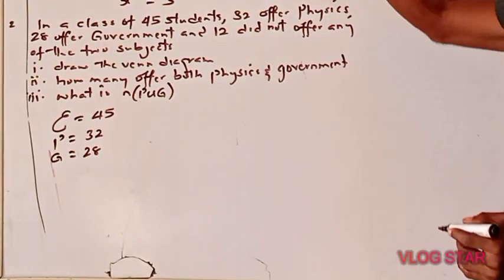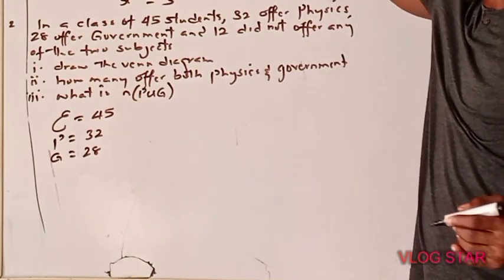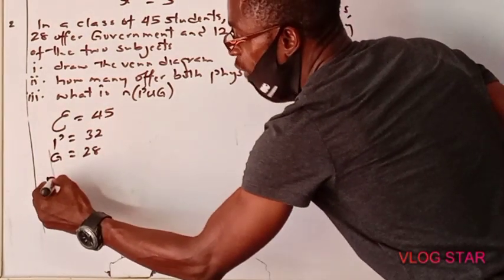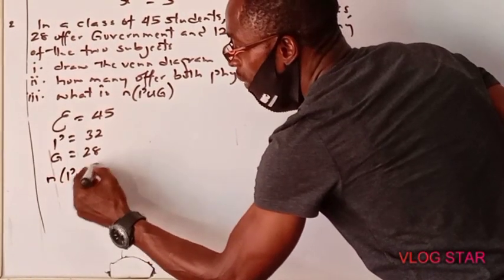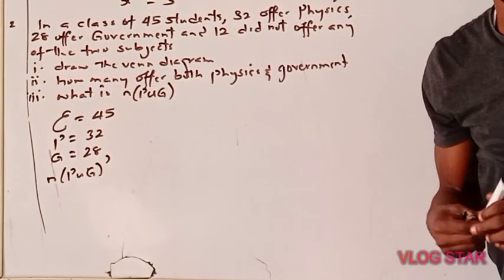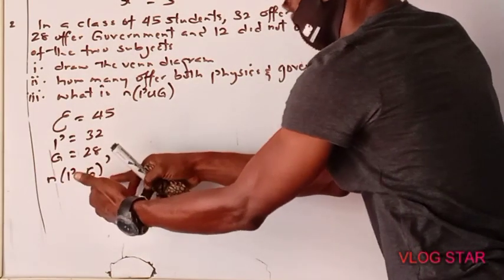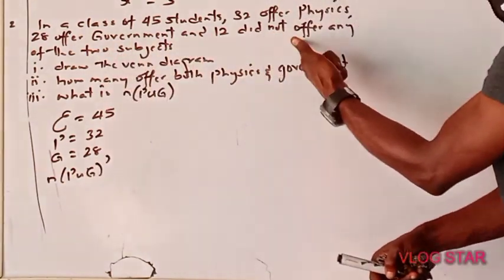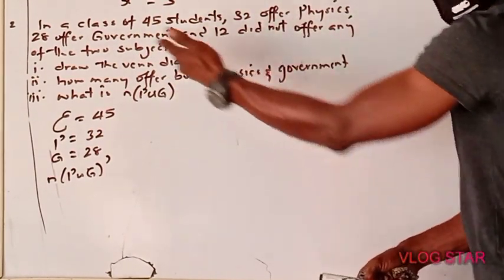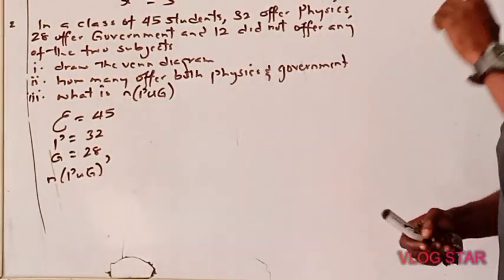offer any. Now, any means outside there. So if you add P and G, remove them from the universal set. That is, N is going to be the number of P union G prime. Means that P is not there, G is not there. Remember I told you prime is remove it. So when you say we've removed P and G, 12 did not offer any. 12 did not offer physics and government. So remove physics and government from the whole universe. That's prime. Remove. Now, what you now do is this.